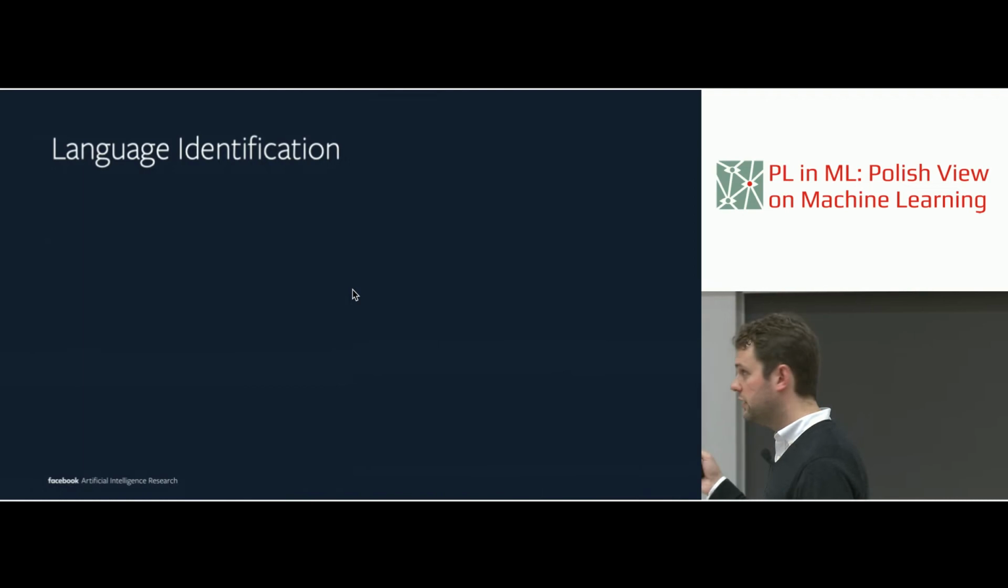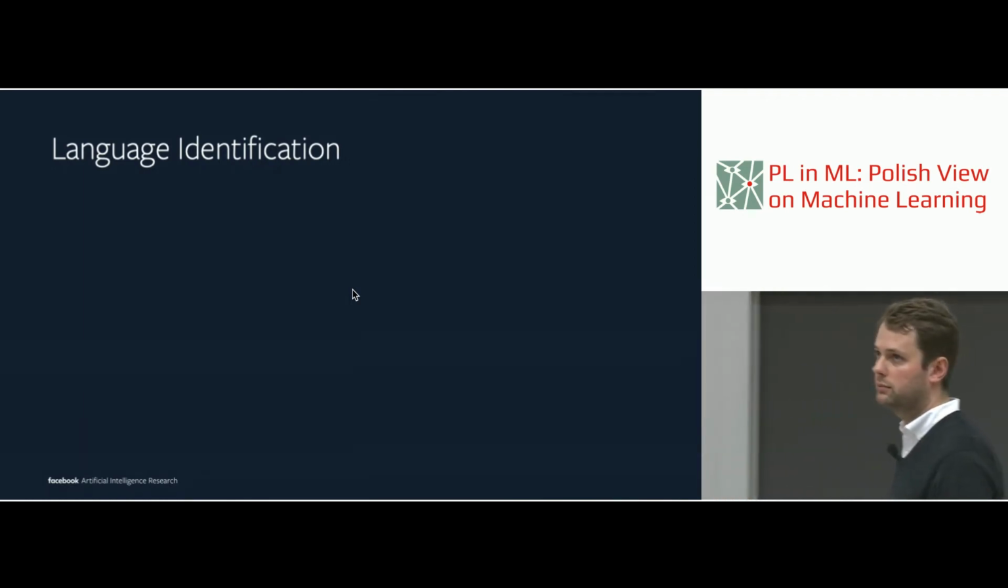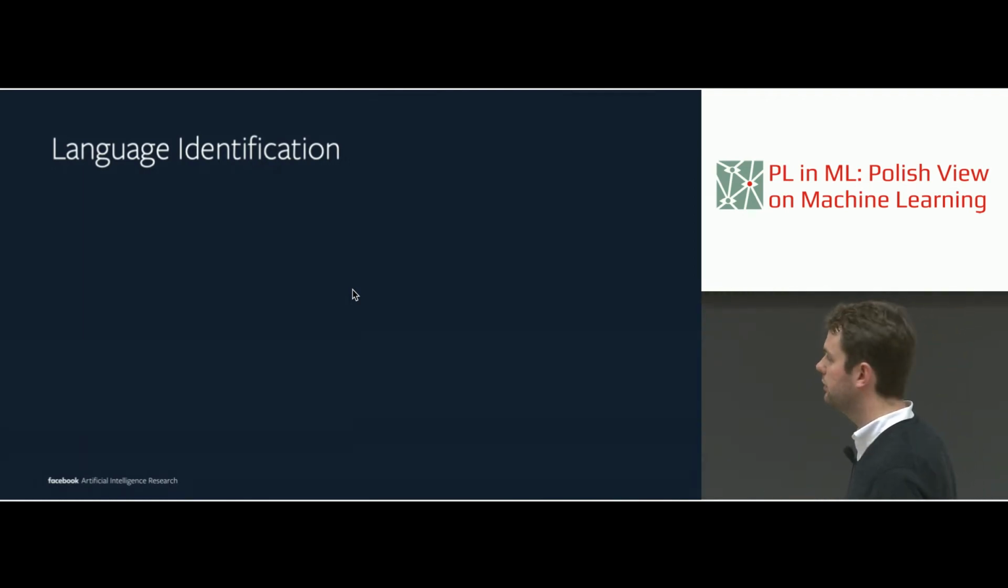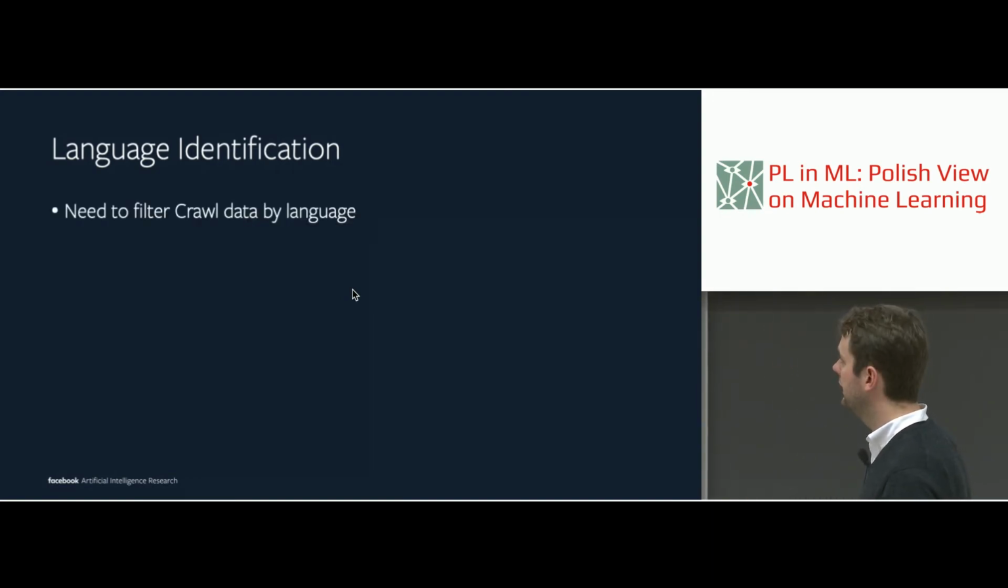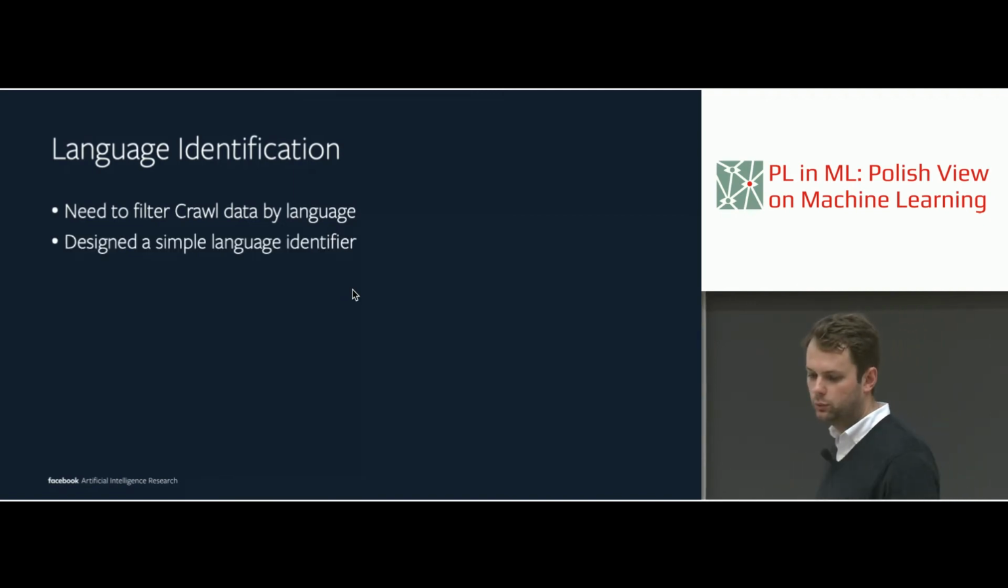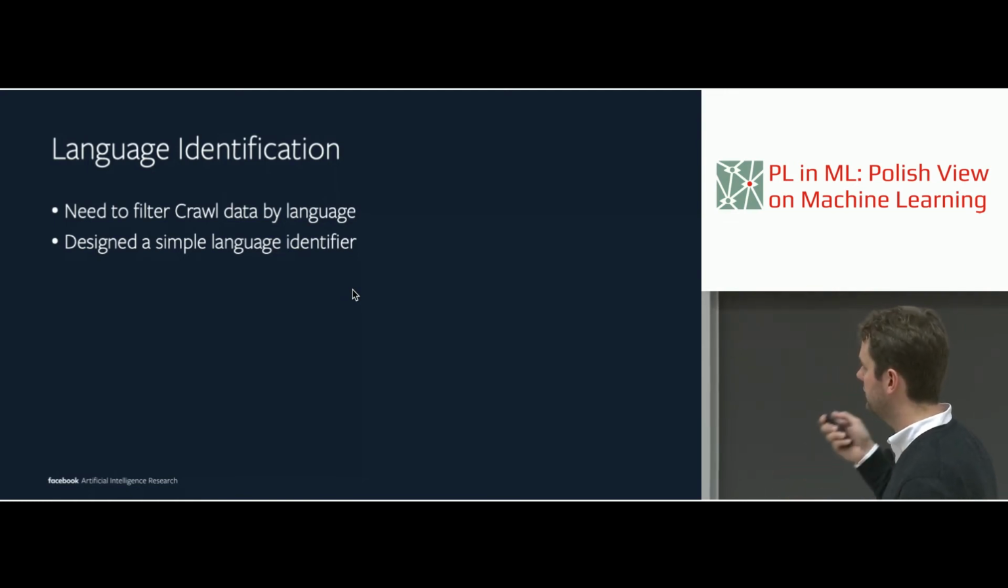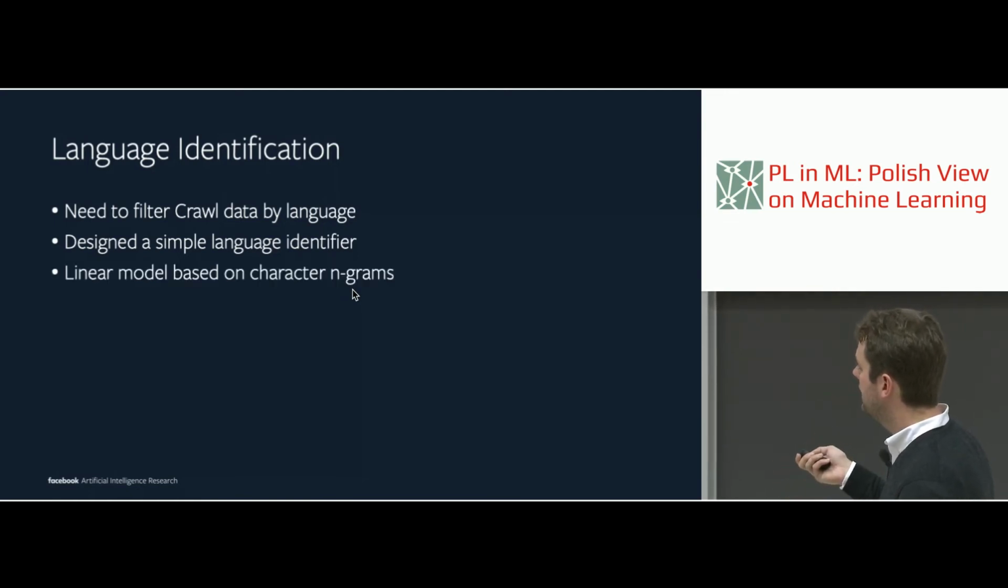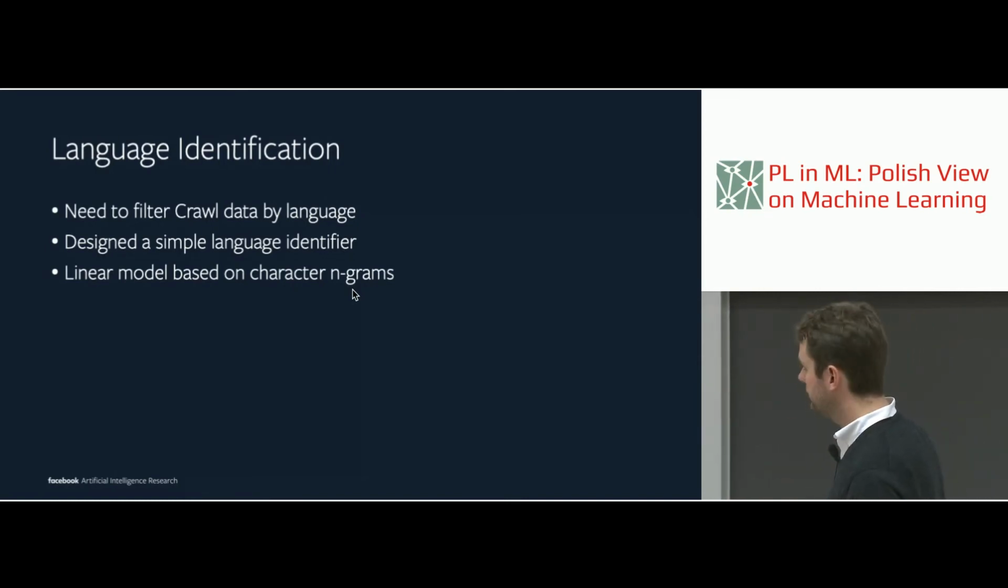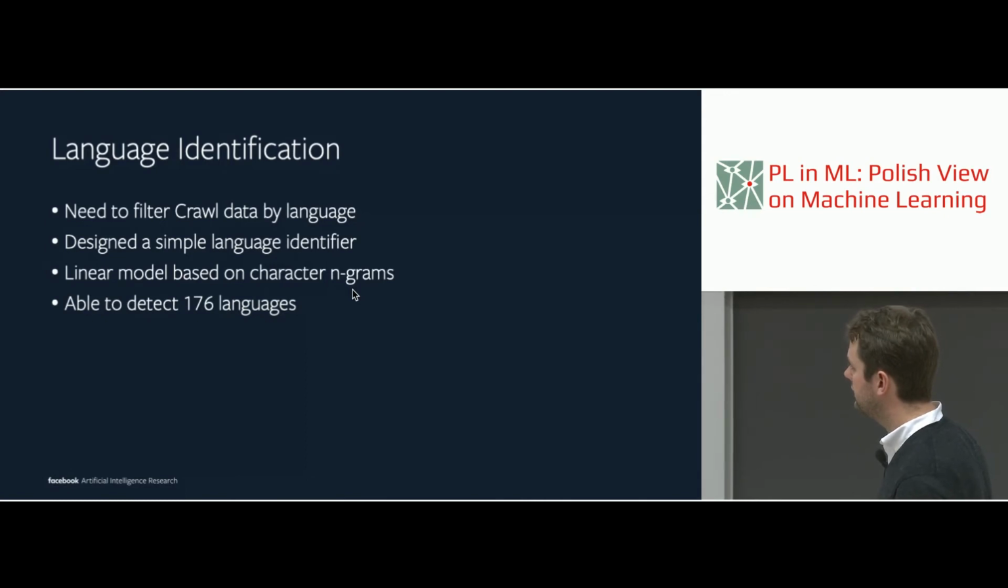However, in order to do that, we had to do language identification because crawl data doesn't necessarily come with metadata that says what language this web page is in. So we had to filter this crawl data by language, and we did that by designing a simple language identifier, which was based on the FastText classification model. And it's basically a linear model based on character n-grams. And using this model, we were able to detect 176 languages.